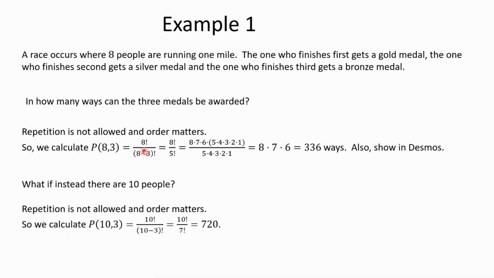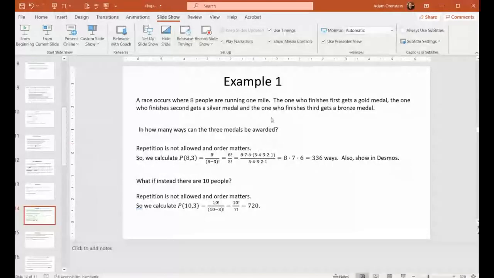You could use the formal definition, 8 factorial over 8 minus 3 factorial, which turns out to be all this. It's actually 8 factorial over 5 factorial, which is 8 times 7 times 6. Let me just show you in Desmos, though, because I think Desmos might make it a little bit easier. And let me share that.